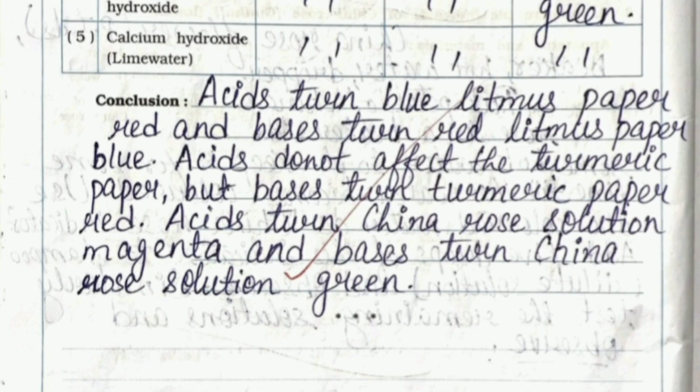And the conclusion is: acids turn blue litmus paper red and bases turn red litmus paper blue. Acids do not affect the turmeric paper, but bases turn turmeric paper red. Acids turn China rose solution magenta and bases turn China rose solution green.